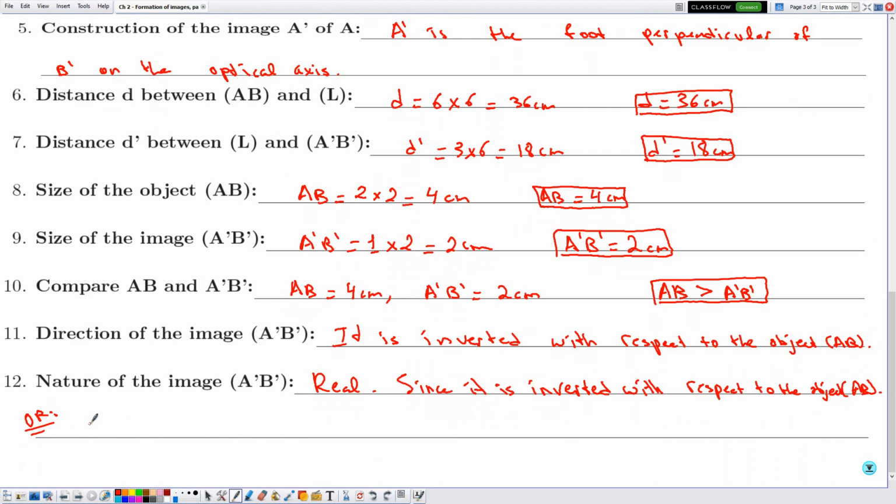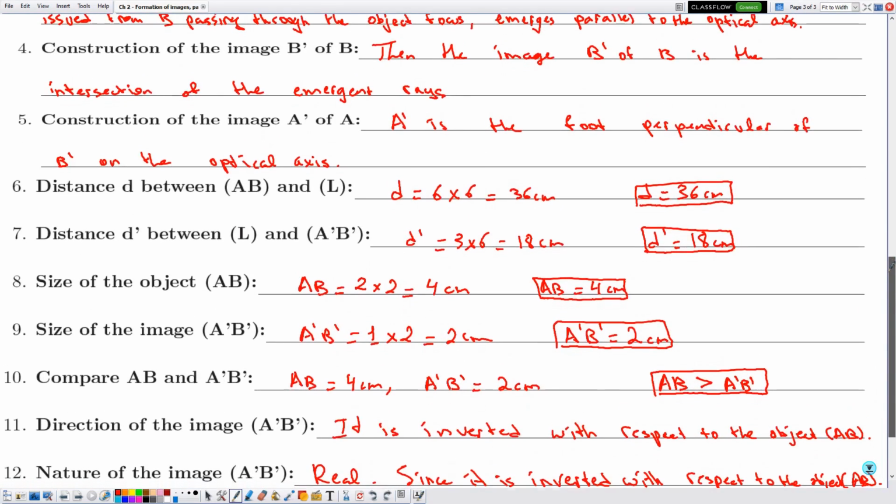So since the object AB and the image A prime B prime are on opposite sides. So by this we have finished section 3 of chapter 2.